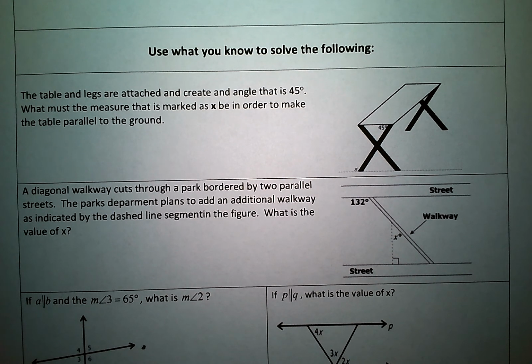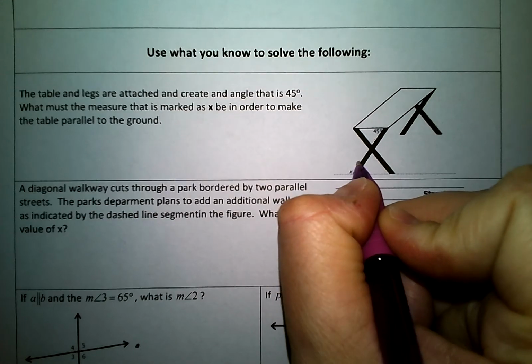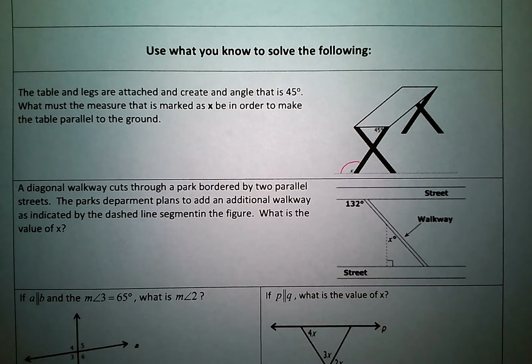The table and legs are attached and create an angle that is 45 degrees. That's been marked for us. What must the measure that is marked X be in order to make the table parallel to the ground? Ultimately, we're trying to find this angle at the bottom.